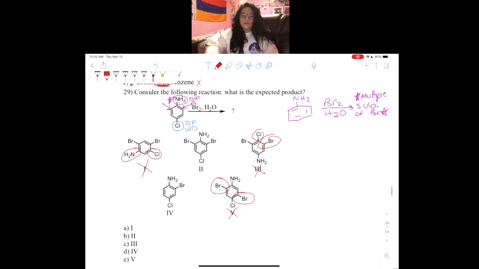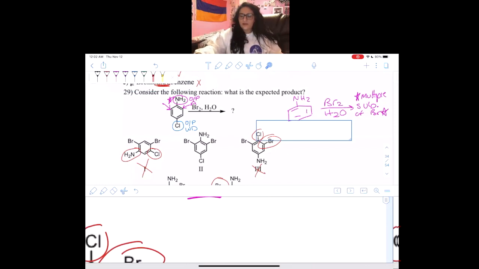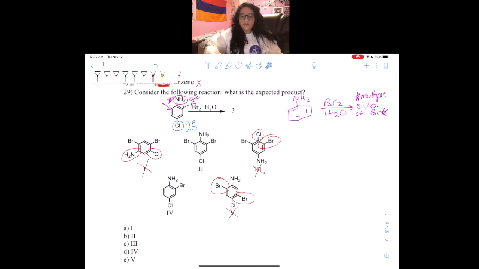So now we're between 2 and 4, and this is where people get confused because it seems like this should be the correct answer. However, remember, in a case where we have NH2 on the ring and we react with Br2 and H2O, we are actually going to substitute multiple times. So the correct answer will be answer choice B.